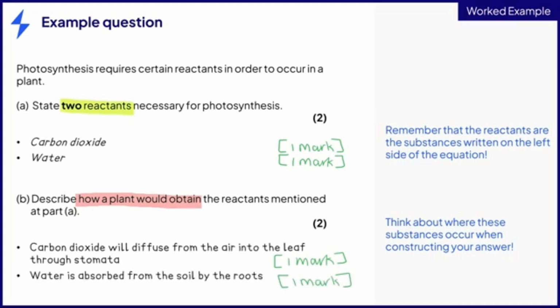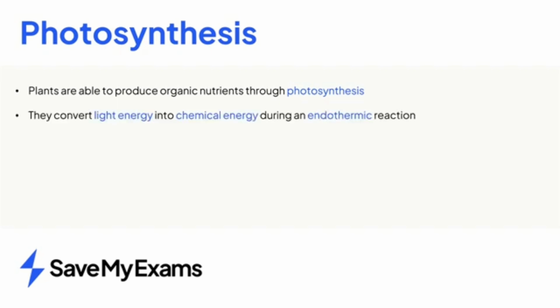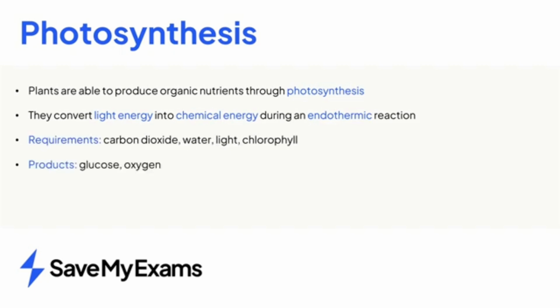Water is found in the soil, so it will be absorbed from the soil into the root hair cells of the roots. In summary, plants are known as producers or autotrophs because they produce organic nutrients through the process of photosynthesis. Photosynthesis is an endothermic reaction during which light energy is converted into chemical energy that can be used by other organisms in food chains. Carbon dioxide, water, light, and chlorophyll are all needed for photosynthesis to occur in order to produce glucose and oxygen. The process can be represented by a word or balanced chemical equation.